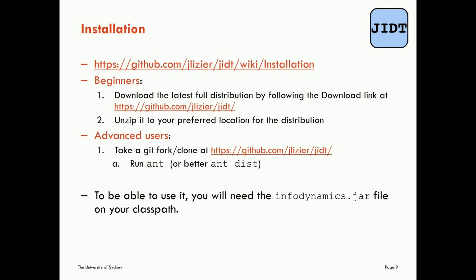For advanced users, as I mentioned briefly, you can take a Git fork or a clone. I'm not going to show you how to do that right now, but you can follow the instructions on how to do that if you like using Git. That will help you stay up to date with the latest version of the repository at all times by running Git updates. If you do take a Git fork or a clone, you will need to run ant, or even better, run ant dist, and that will build the jar file for you, which is the Java library file. So you'll need to run ant if you do a Git fork. If you download the zip, as I've just done, you won't need to do that.